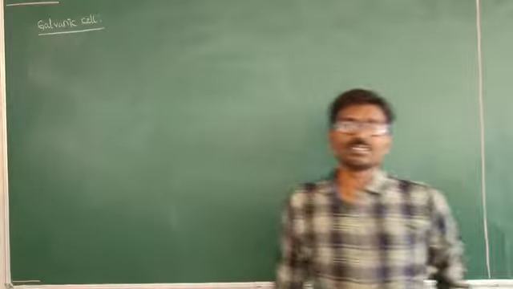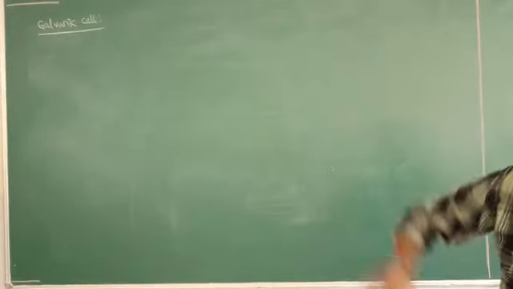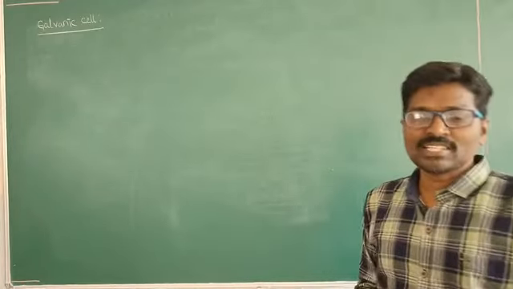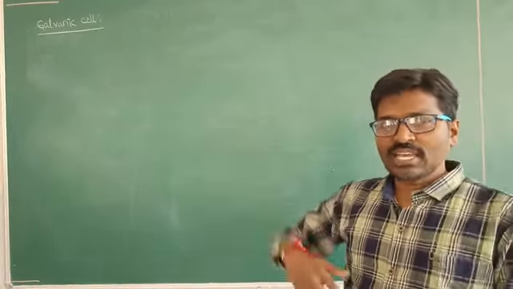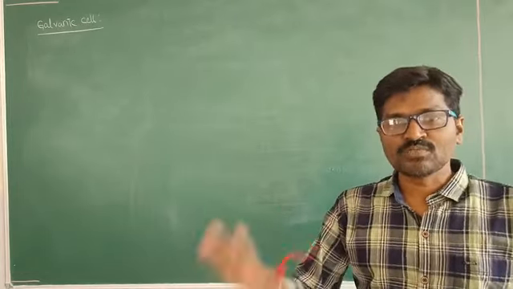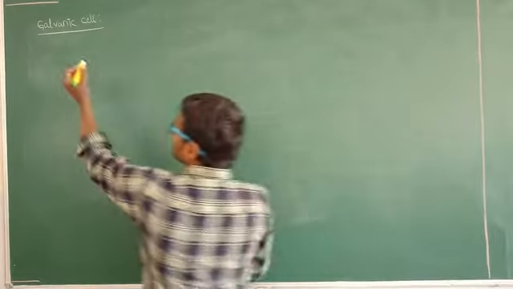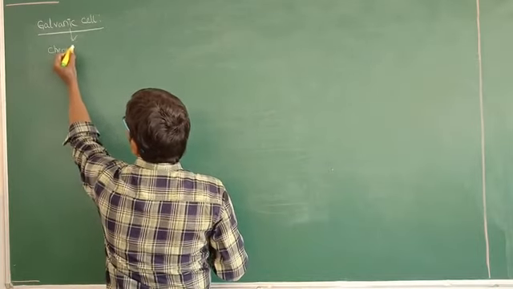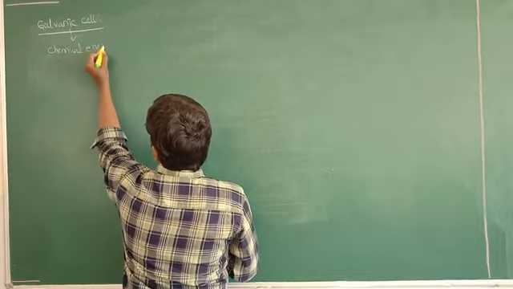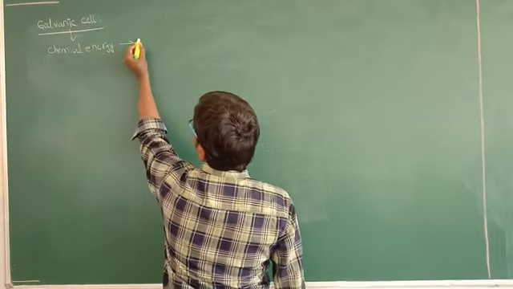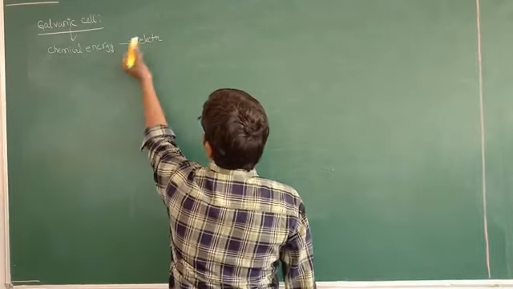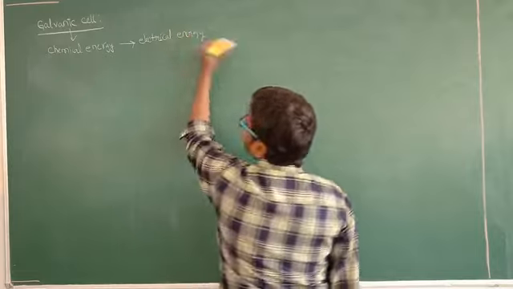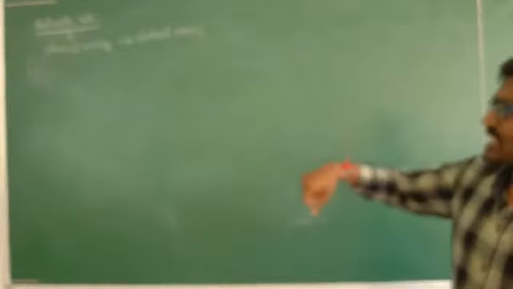In the last class we discussed the Daniel cell. In this class we are going to discuss the galvanic cell. What are galvanic cells? We already know that galvanic cells are the best examples of electrochemical cells. In a galvanic cell, chemical energy is converted into electrical energy.